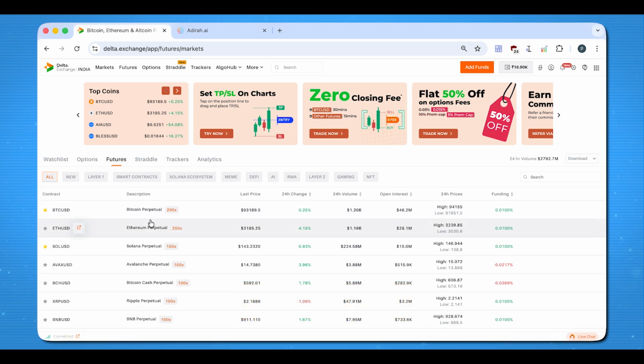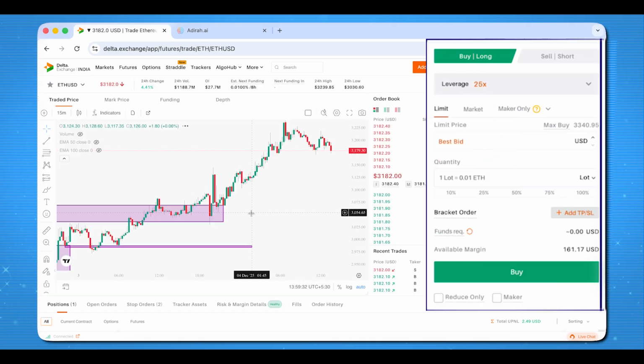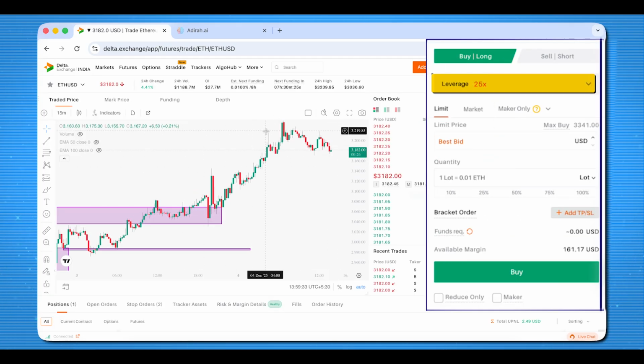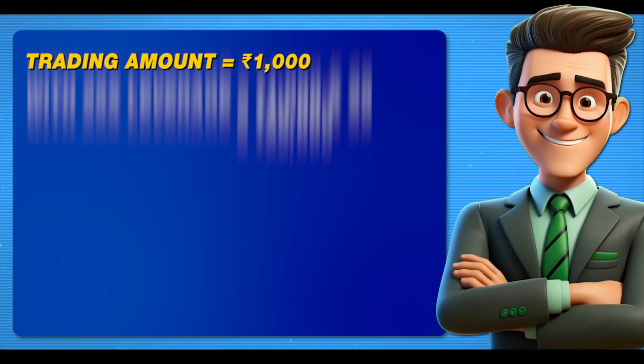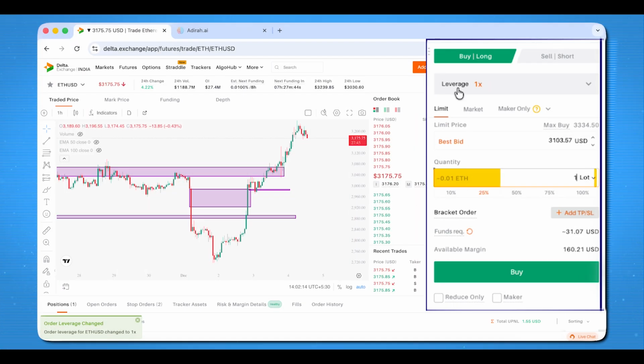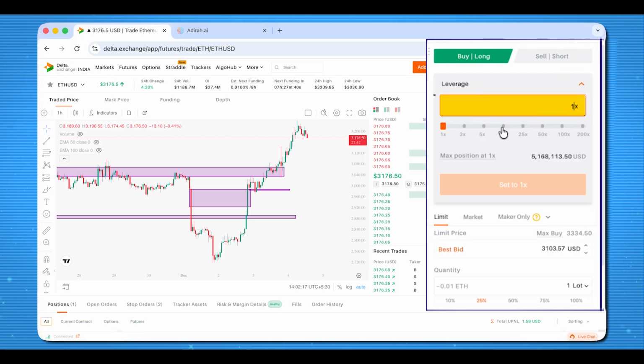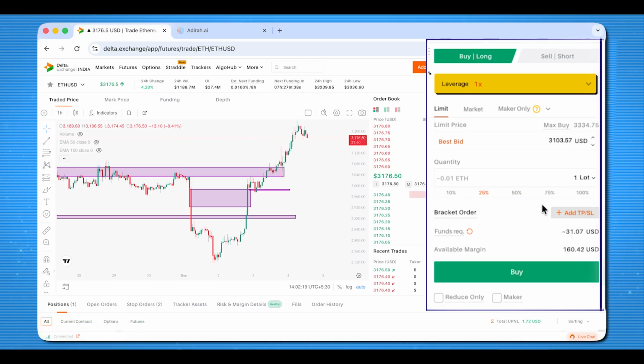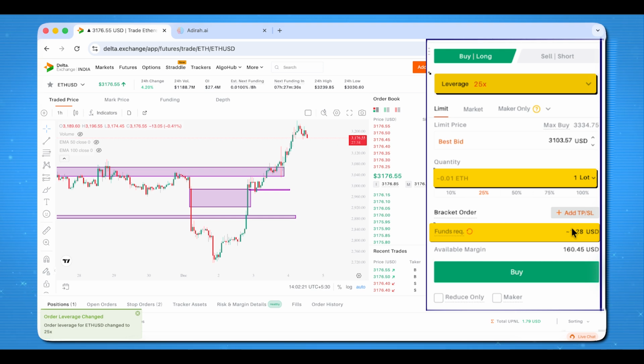I'll select Ethereum as an example. Before placing the trade, you'll see the option to set leverage. Now, let me explain what leverage actually means. Leverage allows you to control a bigger position with a smaller amount of capital. For example, if one lot of Ethereum costs around $31 without leverage, you would need the full $31 to buy one lot. But if you use 25x leverage, that same lot might cost around $1.28.